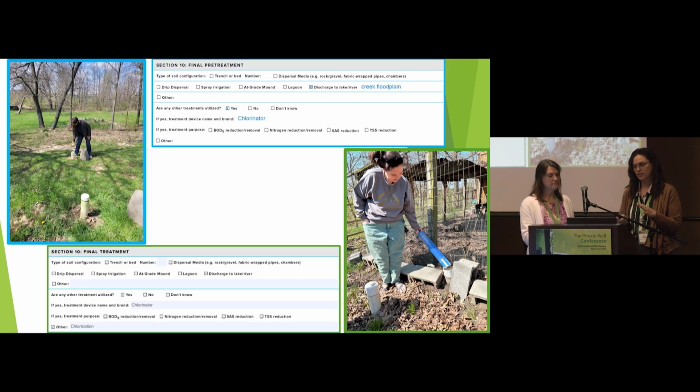And so this is a little bit different. You can see we're in a different part of the yard here. This chlorinator is about 80 feet away from the ATU, and then the drainage pipe is another about 80 feet away from that. So it's quite expansive compared to system A.